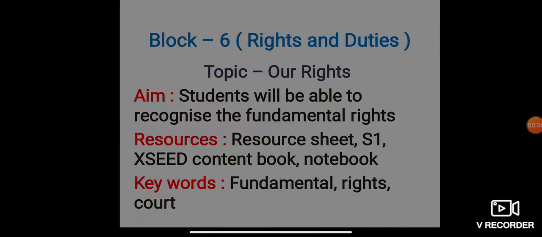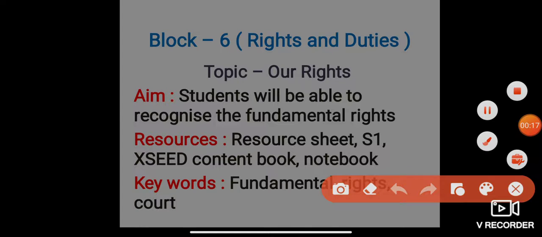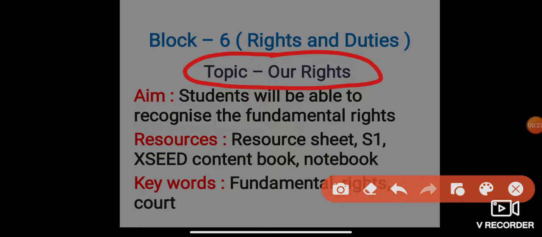Today we will start with a new block, block 6, Rights and Duties. Our topic of discussion for today is our rights. Our aim for today is that students will be able to recognize the fundamental rights. At the end of our explanation, you will be familiar with what fundamental rights are.